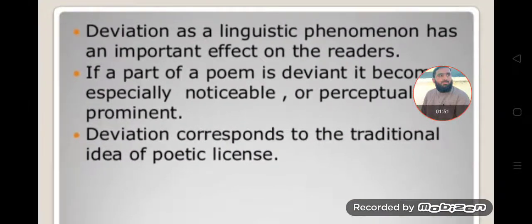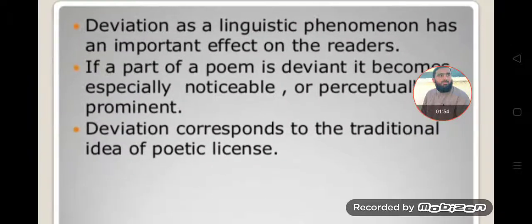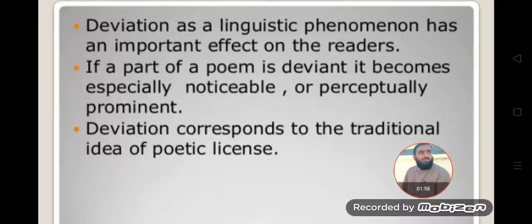Deviation is a linguistic phenomenon that has an important effect on the readers. Why? Because it makes a literary text interesting, deviant, attractive, captivating, eye-catching for the readers. So that's why deviation has many important and effective effects on the readers. If a part of a poem is deviant, it becomes especially noticeable. So, for noticeable effects or for huge effects, we can use deviation.